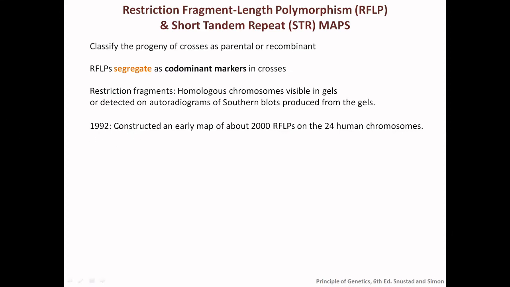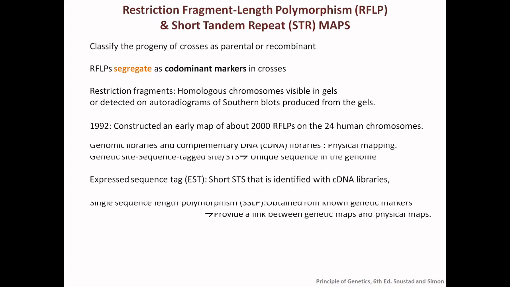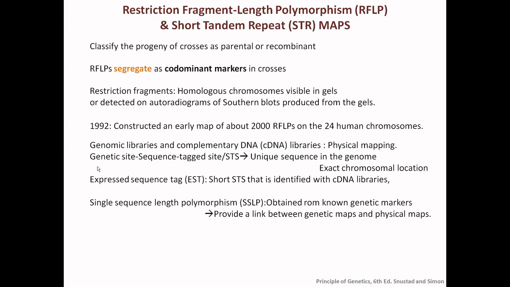So this one we already discussed earlier. By 1992, almost 2000 RFLPs were prepared on the 24 human chromosomes, where we have 46 chromosomes, 22 pairs of autosomes and 1 pair of sex chromosomes. So by 1992, so many RFLPs were prepared. Then the others are the genomic libraries or cDNA libraries that are used for physical mapping. Then STS, that is the sequence tagged sites, unique sequences in the genome where we exactly know the chromosomal locations. Then ESTs, expressed sequence tags, are the short STS identified with the cDNA libraries.